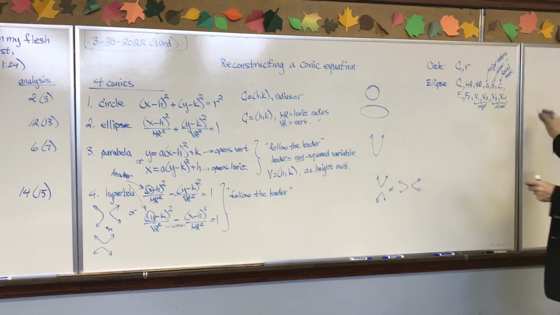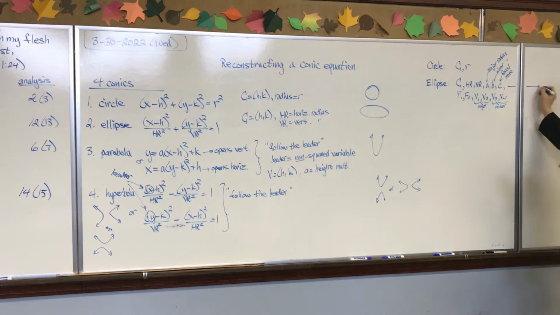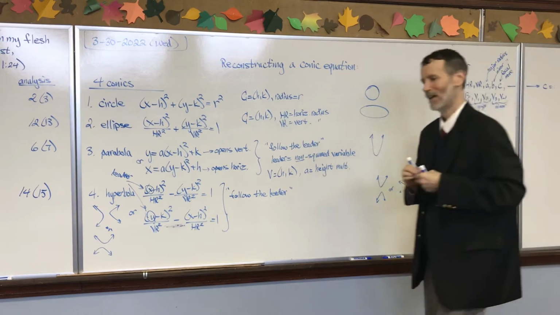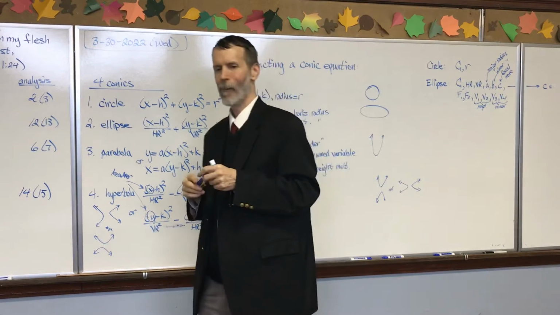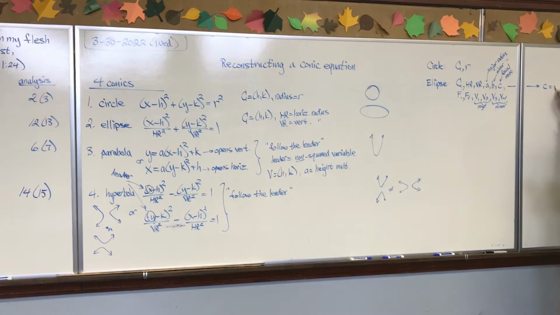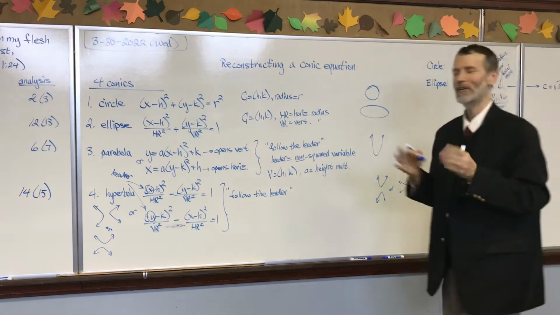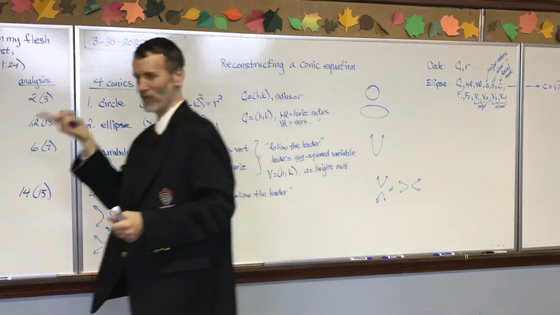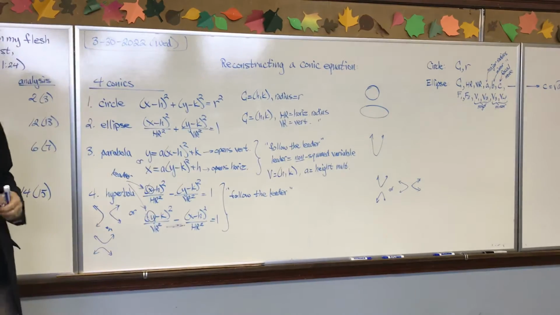Can somebody refresh my memory for ellipse? What is the formula for the focal move? Abby. Radical a squared minus b squared. Correct. Radical a squared minus b squared. That's how you find the focal move, how far the focus is from the center of an ellipse.